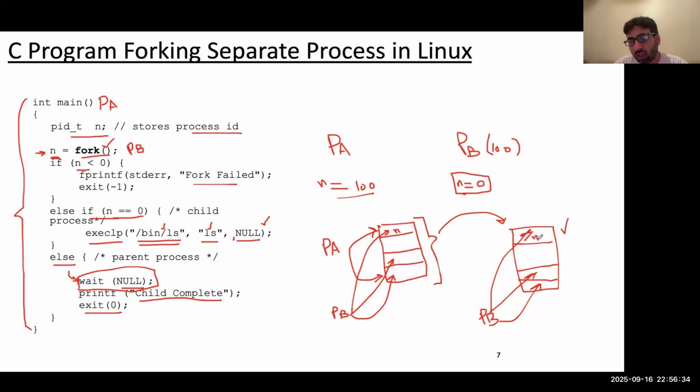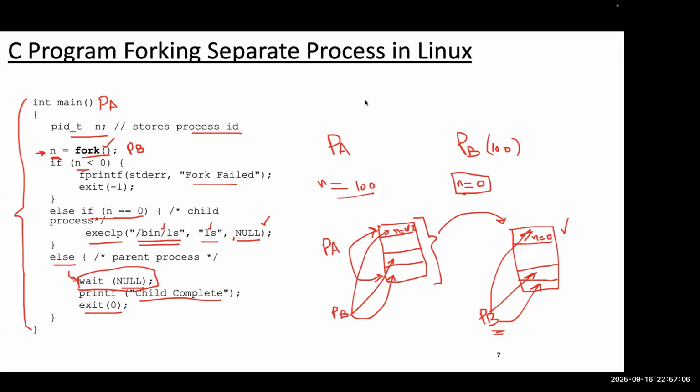But what is the value of n in the two address spaces? In the address space of the parent, it is set to the ID of process B, for example 100. Sorry, I cannot write it clearly here. But after creating the process, in the child the value of n is set equal to 0 because process B is the child process. Does it make sense? Yes, thank you. Okay.